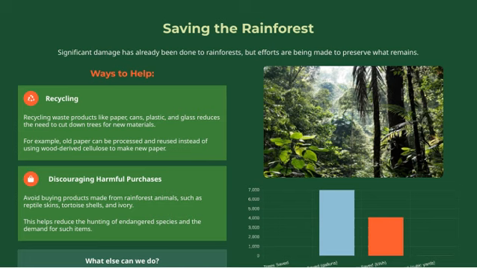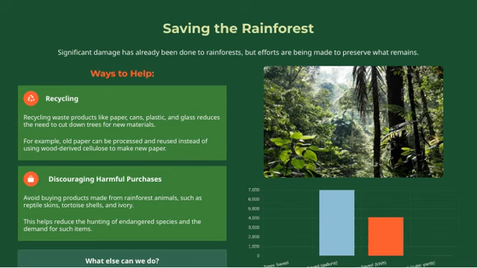One effective way is recycling. By recycling waste products like paper, cans, plastic, and glass, we reduce the need to cut down trees for new materials. For instance, instead of using fresh wood pulp to make new paper, we can process and reuse old paper. This simple action can help conserve countless trees.